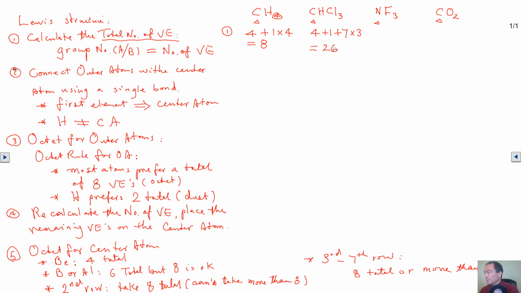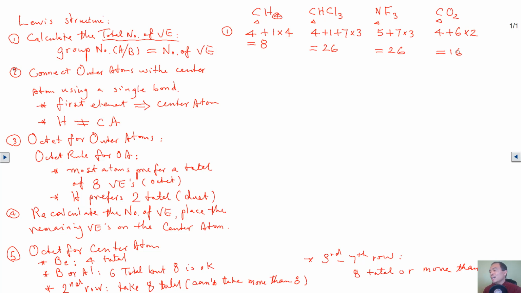For NF3, nitrogen sits in group 5A. Again, check your periodic table. Each fluorine would provide 7 valence electrons. We got 3 of them. So it turns out it's also 26. What about CO2? Carbon in group 4A, it has 4 valence electrons. And oxygen has 6 valence electrons. So we calculate this, that gives you 16 total valence electrons. Okay, so that's our step 1.